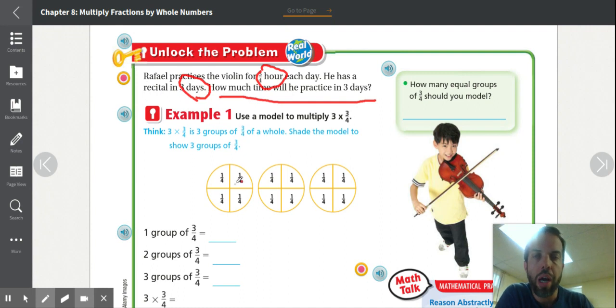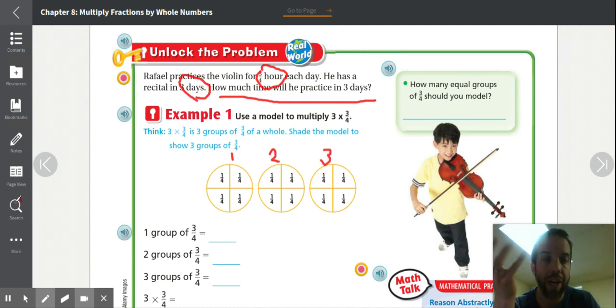How much time is he going to spend practicing in those 3 days? So it says use the model to multiply 3 times 3/4. The 3 wholes would be the 3 whole days. So you can see here each one of these circles represents one day. So this would be day 1, day 2, and day 3. Okay. Now what we want to do is find out that question. How much time is he going to practice in 3 days if he's practicing for 3/4 of an hour each day? So let's do this right now using our models.